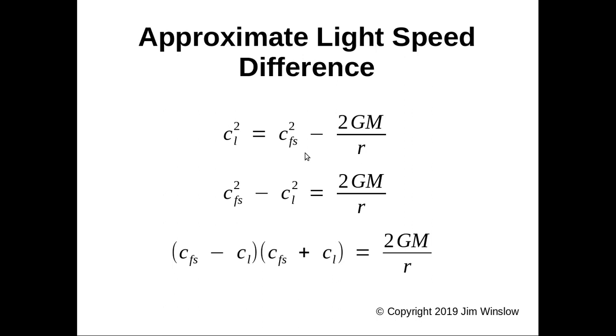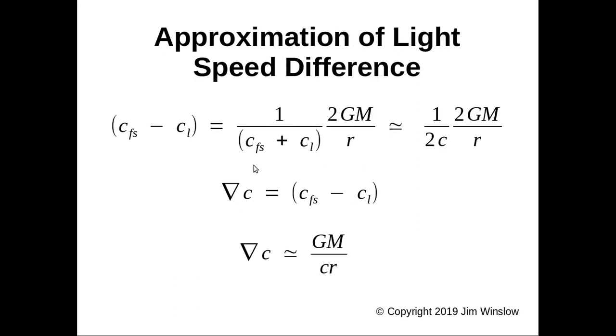To do so, I'm going to approximate the light speed difference. Here's the equation again. Rearrange it with a little bit of algebra. Divide both sides, and you get cFS plus cL. Assume that cFS and cL are both close to the speed of light on Earth, c. Because you're dividing by that, we are now allowed to do this: 2c, 2GM. The 2's cancel out, and you get GM over cr. Let's call cFS minus cL, which is always positive because cL is always less than cFS, delta c. So we have delta c approximately equals GM over cr.